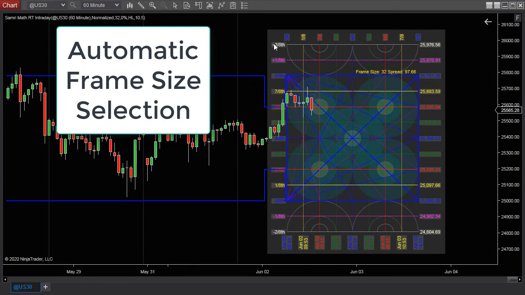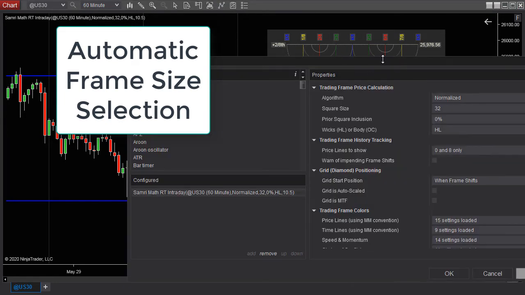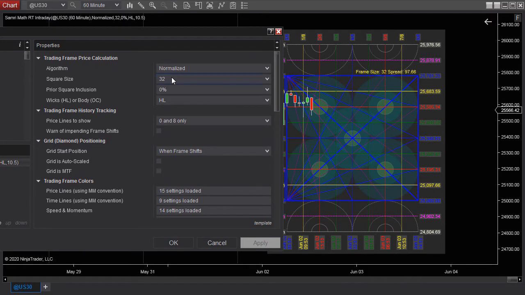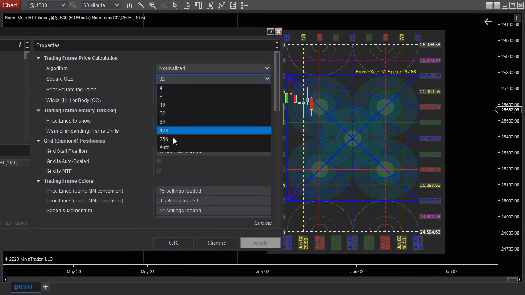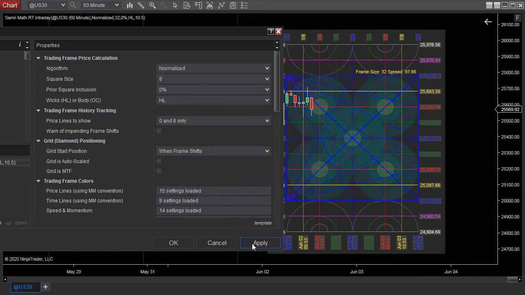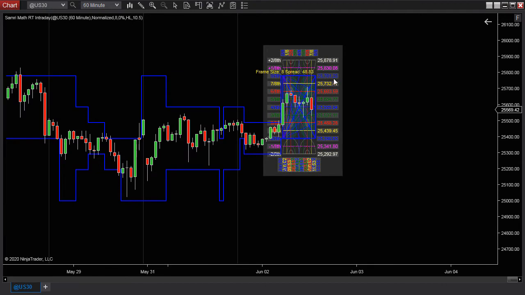Okay, one more important setting in the parameters which control how our trading range is calculated is something that you don't see unless you choose auto. Remember, we are choosing our frame size in one of the standard sizes used by traders, from 4 to 256. Now, for this demonstration, let me just change it to 8 here.